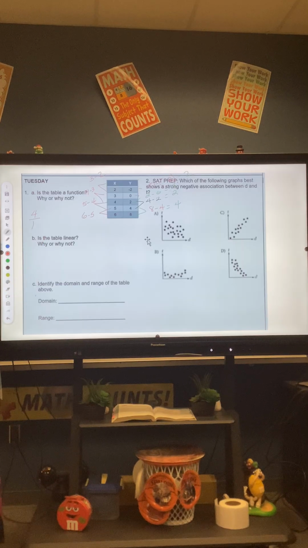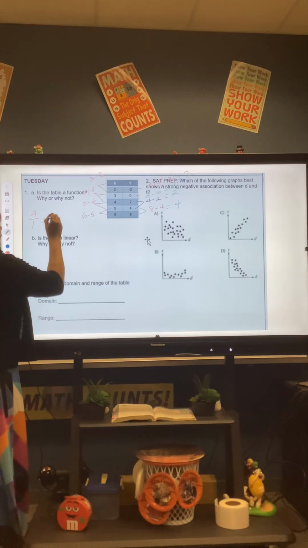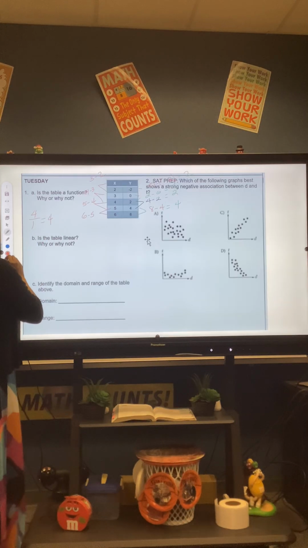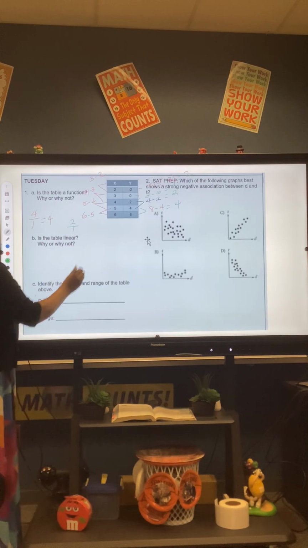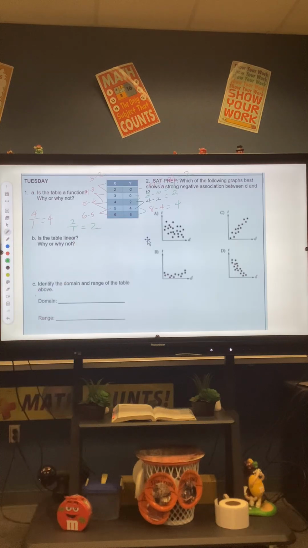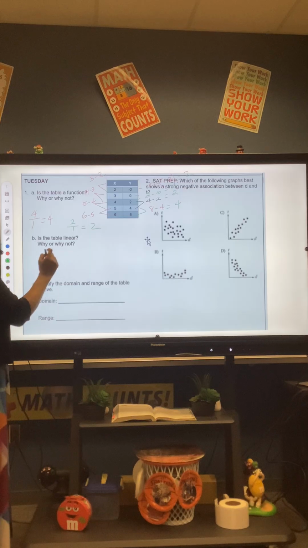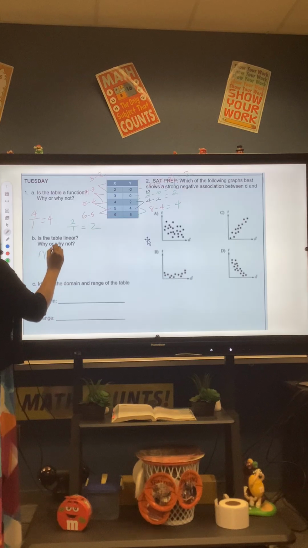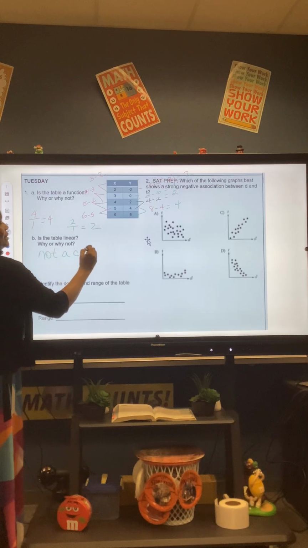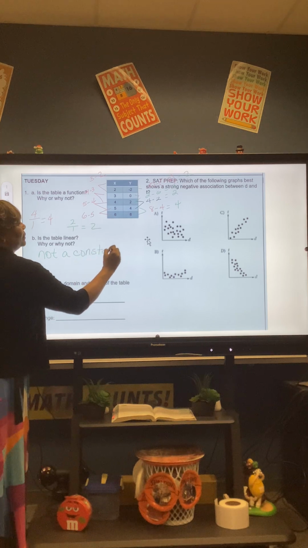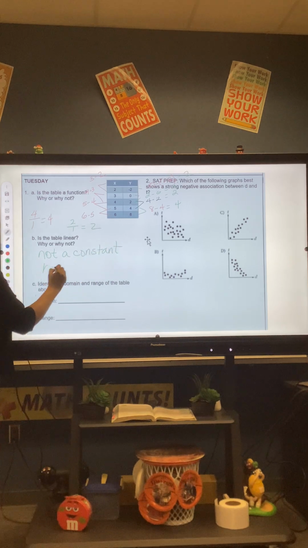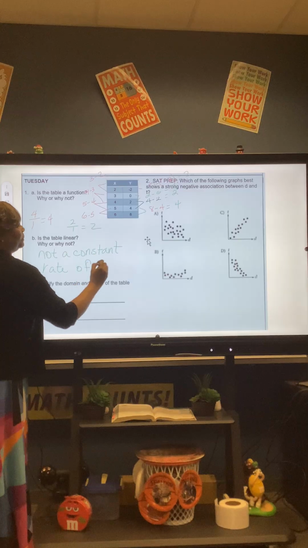What is 4 divided by 1? It's 4. Yeah, it is 4. What is 2 divided by 1? It's 2. Are those the same numbers? No, they're not equivalent to each other. So that means this is not a what? Not a linear function. All right? And the reason why you're going to state that is because it's not a constant rate of change.